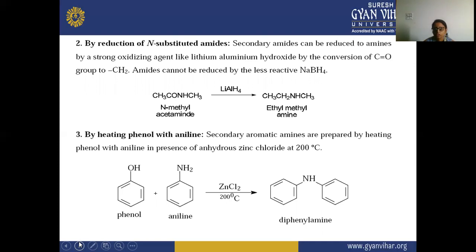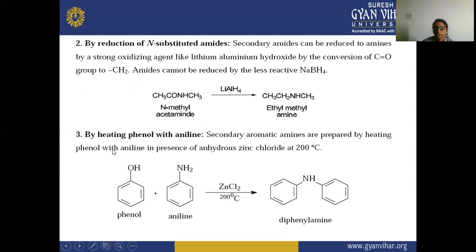So in the reduction of N-substituted amide, the secondary amides can be reduced to amines by a strong reducing agent like lithium aluminium hydride, by the conversion of the carbonyl group, and the amide cannot be reduced by the less reactive sodium borohydride. Here you can see there is a conversion from CO to CH2. In the N-methyl acetamide, the CO is present in between, and this CO is converted to CH2. That is why there is a formation of this secondary amine, the ethyl methyl amine.